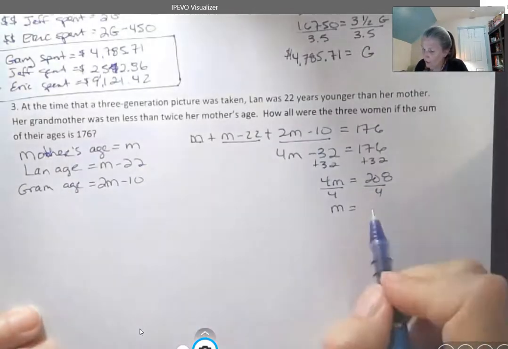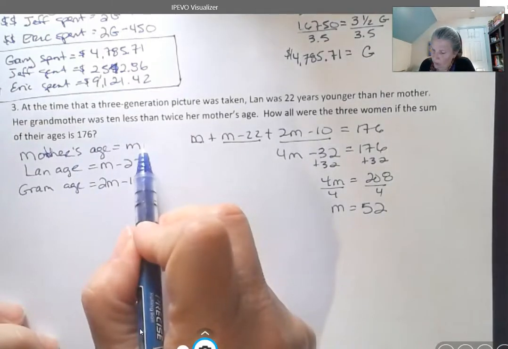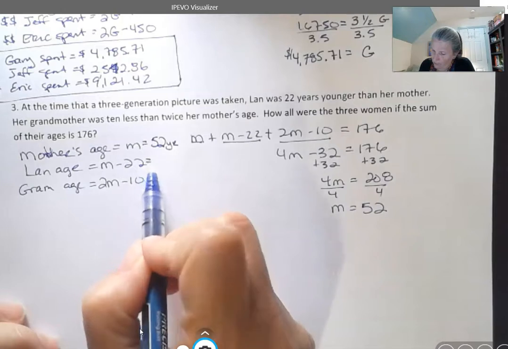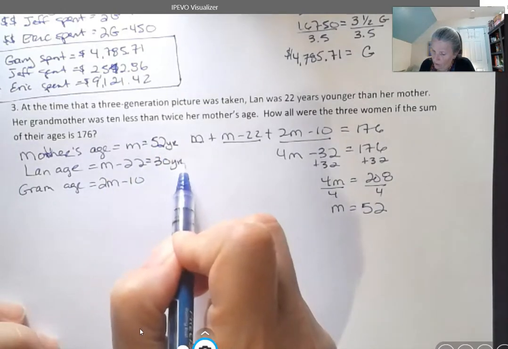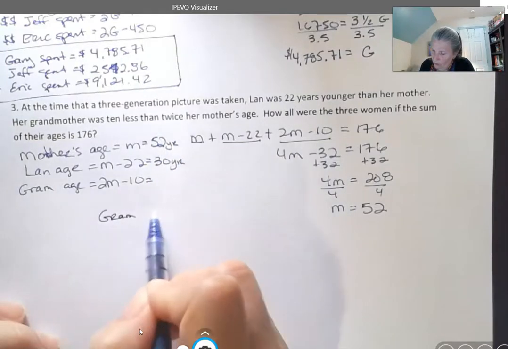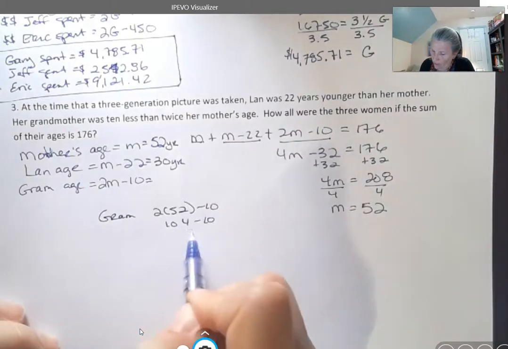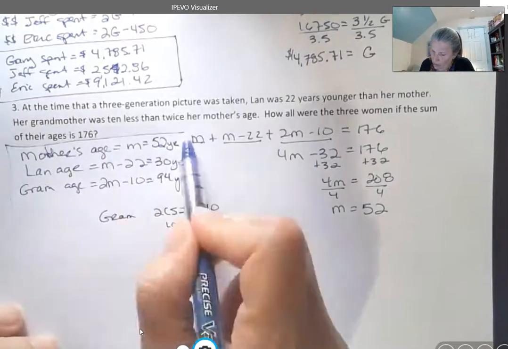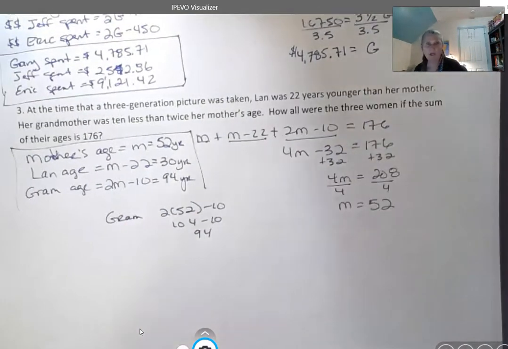And then you can say, well, what is m? Well, that m is the mother's age. So the mother's age is 52 years. And Lon is 30 years old because 52 minus 22. And how old is the grandma? Well, she's 2 times 52 minus 10. So that's 104 minus 10, or 94. So there's my answer. And I can always add those up to make sure they add up to 176 in this case.